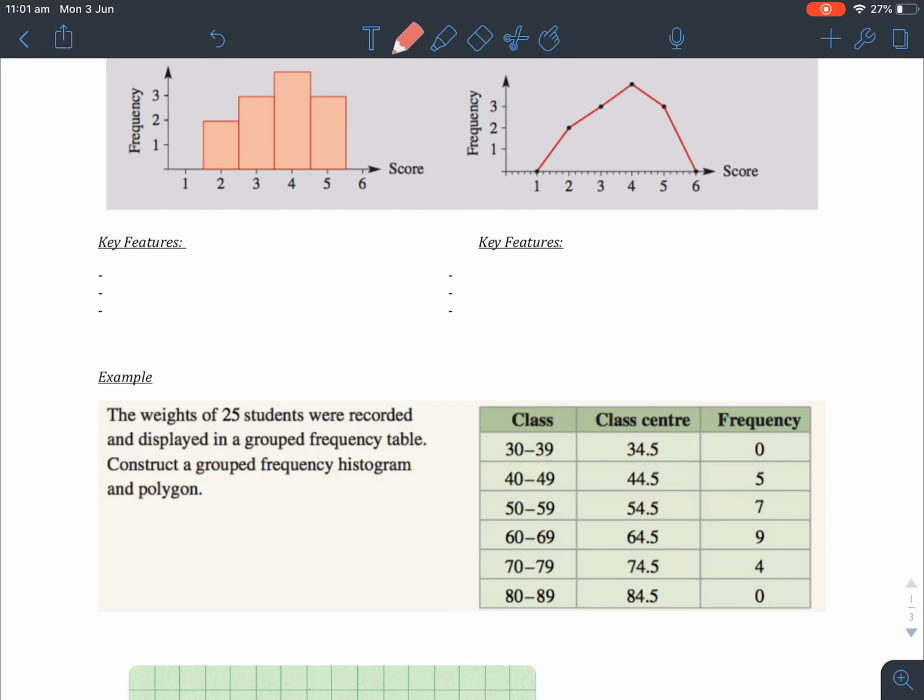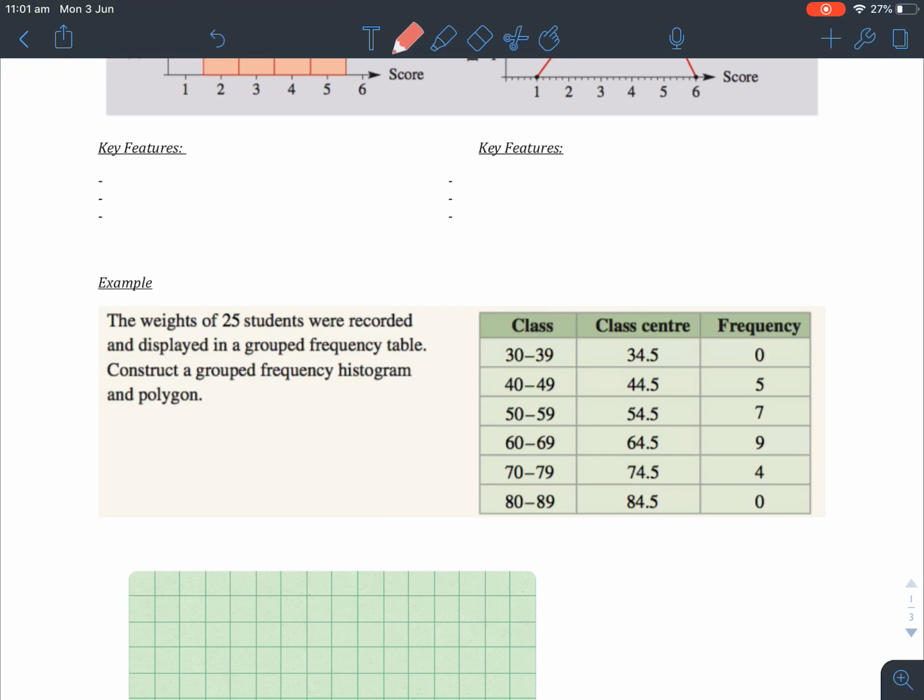Let's have a look at an example. The weights of 25 students were recorded and displayed in a grouped frequency table. So after you've collected data, it's often recorded in a frequency table, as you can see here. Here is your frequency table. And then what we can do with that is display it in a variety of ways. And we've been asked to graph it as a histogram and then as a polygon.